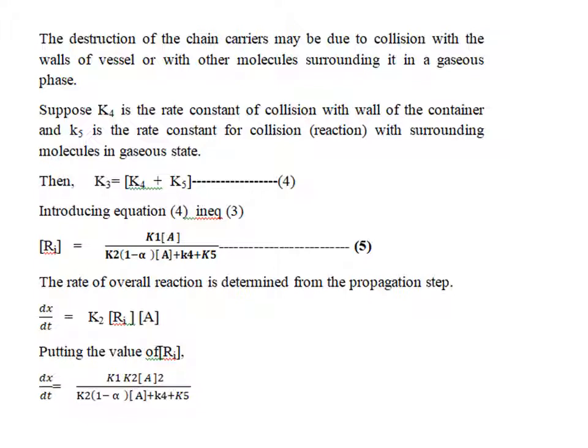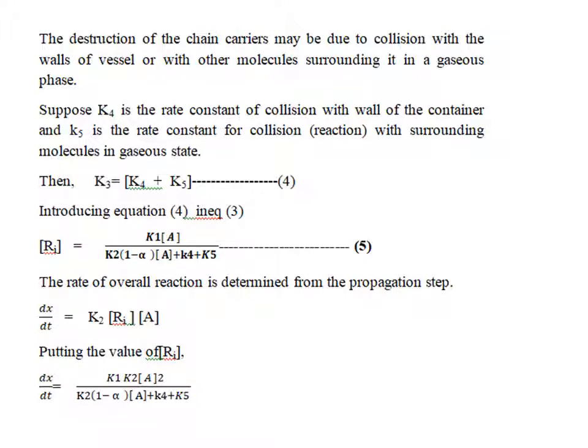Now, dear students, suppose K4 is the rate constant of collision with the wall of the container and K5 is the rate constant for collision with the surrounding molecule in the gaseous state. Then we can write K3 equal to K4 plus K5. This is equation number 4.